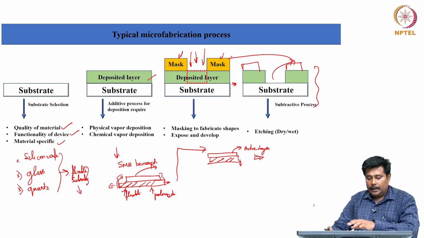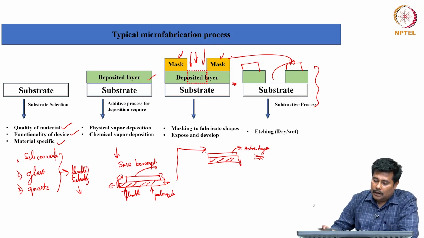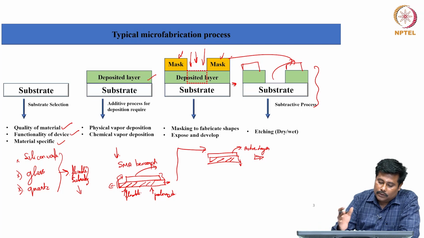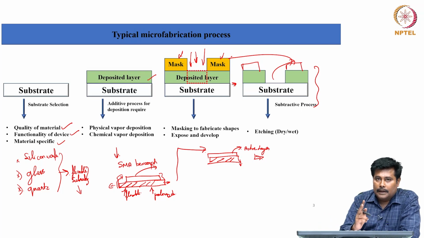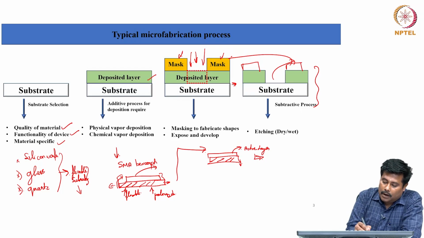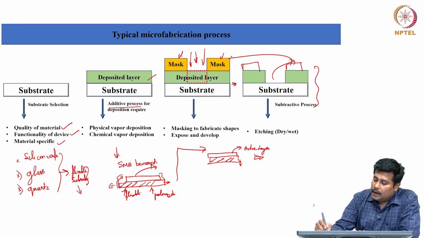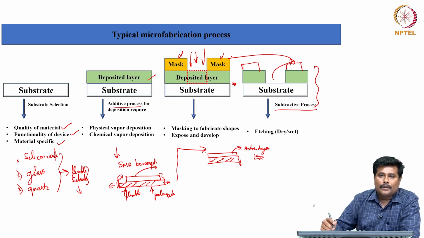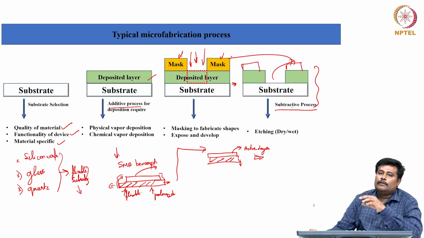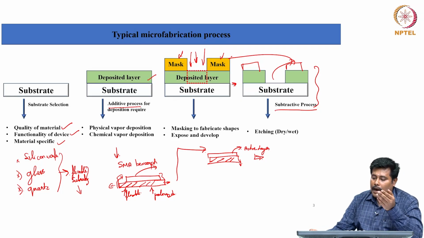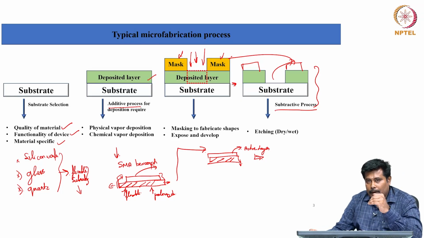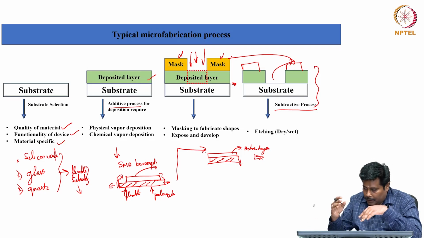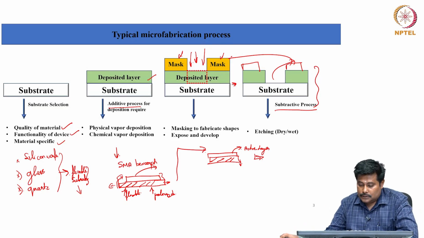Now ideally, if you see this overall flow, there are two important technical parameters emphasized here. One is called an additive process, and another is called a subtractive process. In the additive process, we are trying to add material. In the subtractive process, we are trying to remove material. Okay, so this is how.